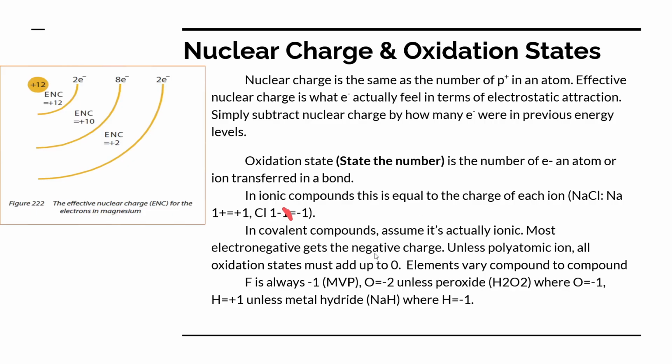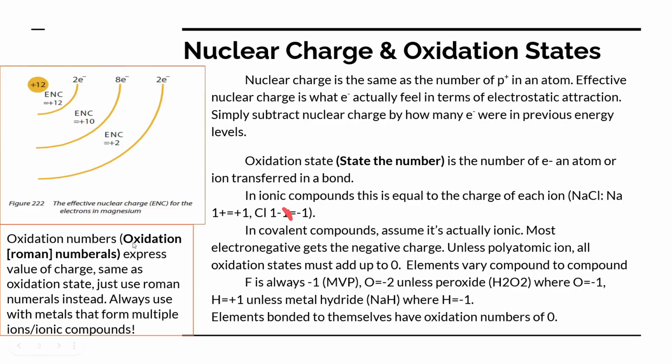O is typically going to be -2 unless it's in a peroxide like H2O2, where it's going to have an oxidation state of -1. Hydrogen is going to be +1, unless it's a metal hydride, where it's going to be -1, because the Na, or the alkali metal, is going to have an even lower electronegativity. Now, elements bonded to themselves have oxidation numbers of 0, because neither of them are transferring. They're going to be the exact same.